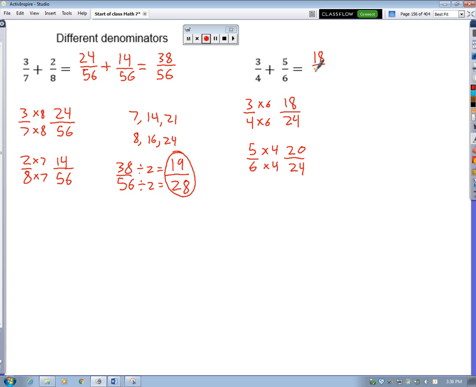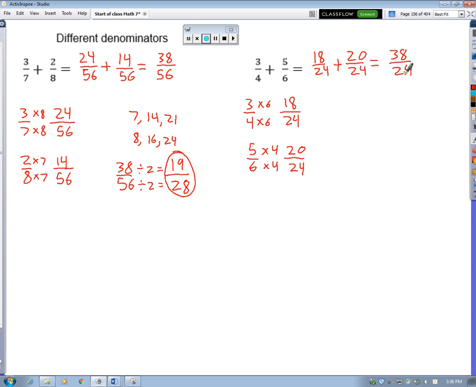18 over 24 plus 20 over 24, and that's going to give me 38 over 24. Okay, now look what happened. This became an improper fraction. Okay, so when this happens, we have to change that around to a mixed number.